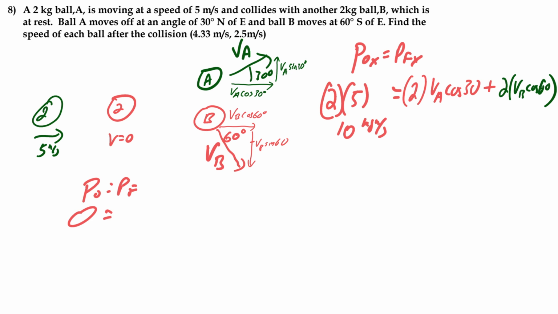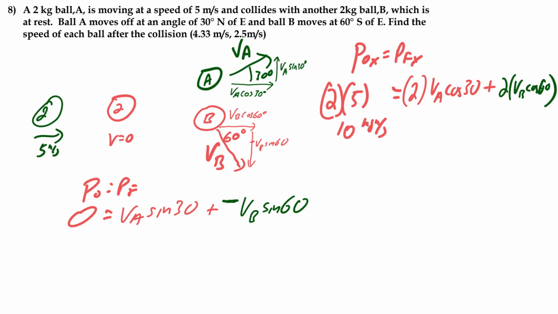Now notice we have two unknowns here, but in our y equation, let's go ahead and do the y equation, you'll see what I'm talking about. On the y side, we have VA sine of 30 plus, then this one, remember we said it was coming down, so we're going to take that into account. So we'll say that's negative VB sine of 60. So we have two equations, two unknowns, right? So we should be able to solve for one and substitute it in for the other.